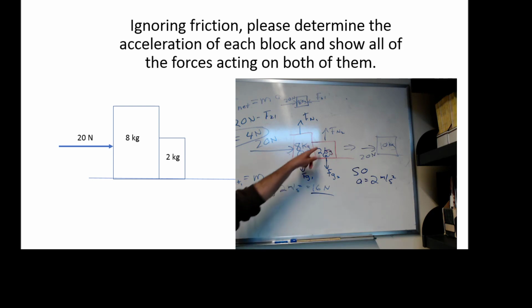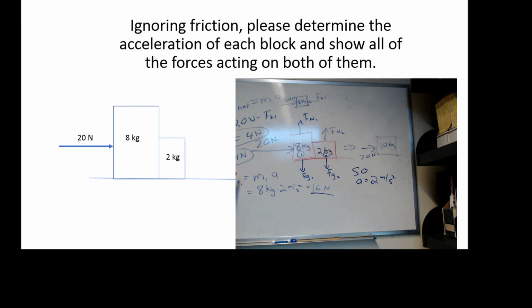Okay? So that's the force that the 2 kilogram block is pushing back on the 8 kilogram block. Therefore, the force that the 8 kilogram block is pushing on the 2 kilogram block is also 4 newtons. So I could say confidently, because those are Newton's third law pairs, that F12 is also equal to 4 newtons. So I've just figured out all the forces acting on this pair of blocks.